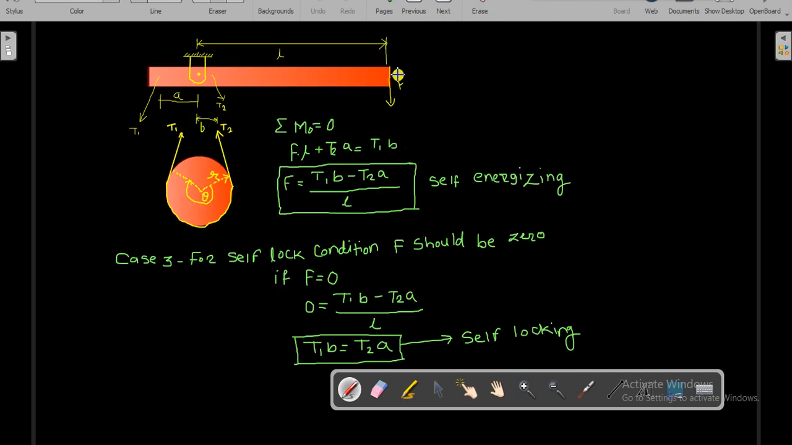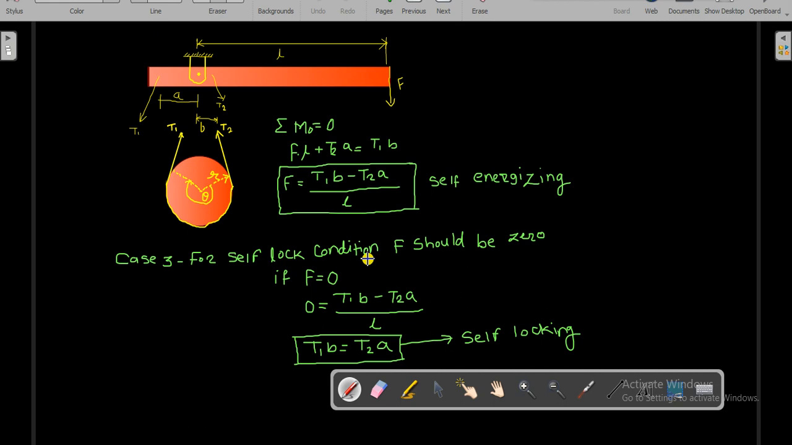Now as we have got the correct direction, we will apply static equilibrium to this band, as this band is static, and we will get the values for the applied force and the related conditions for self-energizing as well as for self-locking. First, write the equation for moment: summation of moment at O, that is the fulcrum, equal to 0. So we get FL plus T2A is equal to T1B. So F is equal to (T1B minus T2A) by L.